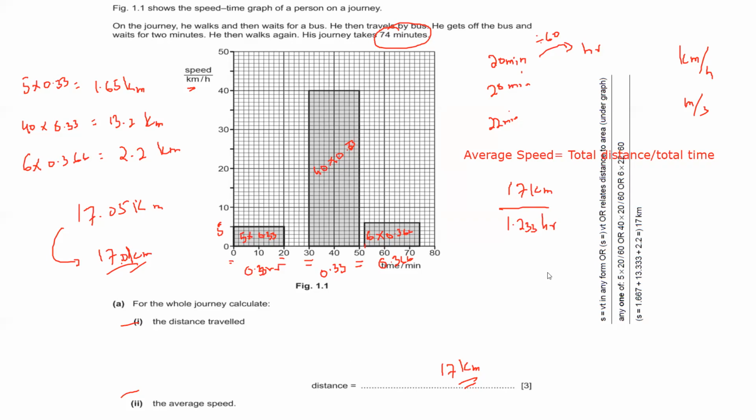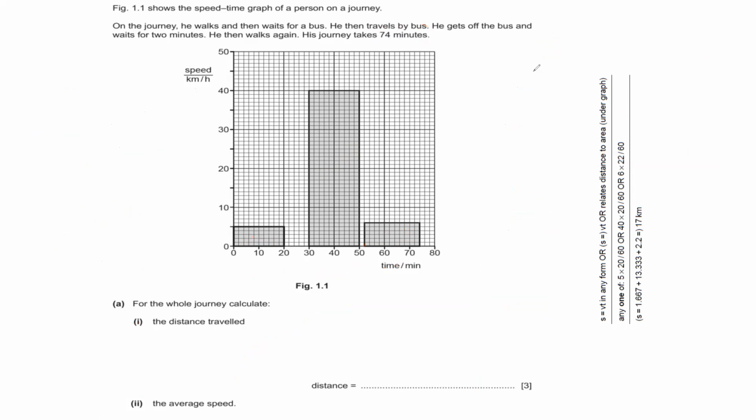That will give us the average speed. The final answer is 13.78 kilometers per hour. If you round off, because the number is bigger than 5, it will come out as 13.8 kilometers per hour. So that is the answer for the average speed. Is it clear, this part? Using area under the graph, we calculated the distance traveled, and using the total distance divided by total time, we calculated the average speed of this journey.